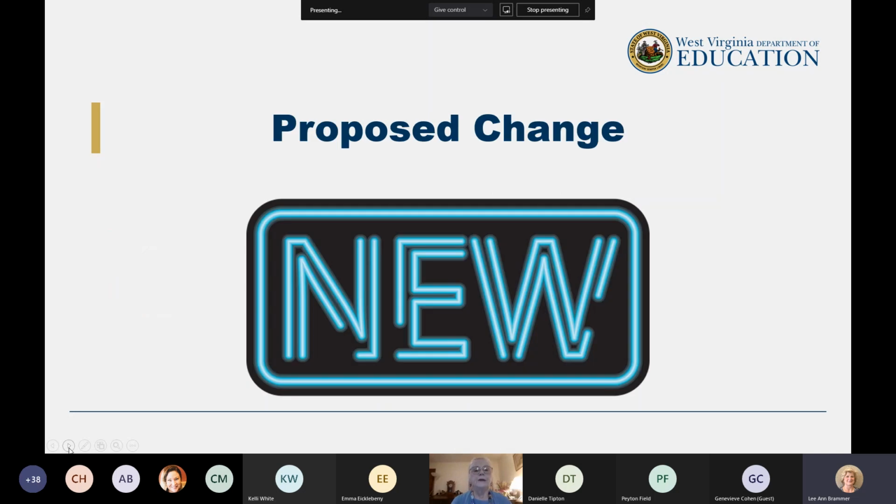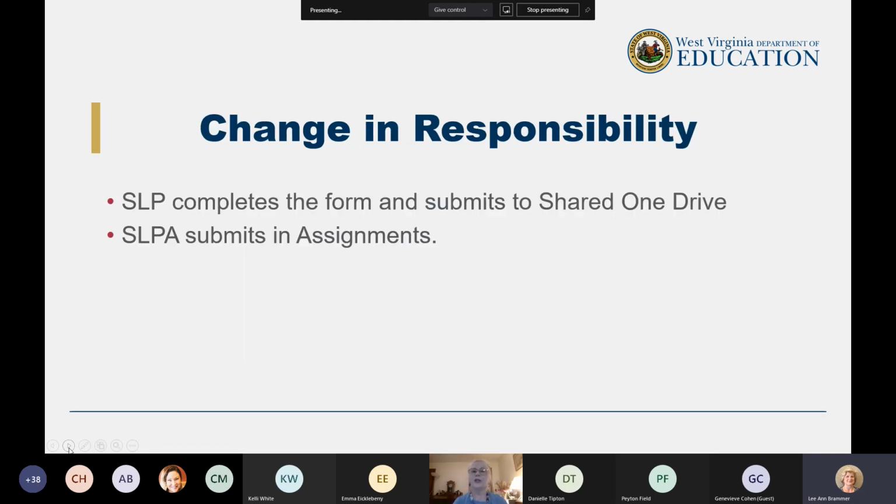All right, new change. Here's the change. Drum roll. We have changed the responsibility for filling out that DUSA form to the SLP, and that makes sense. If you're the one who's trying to coordinate and see all these students, then you should be the one filling out that form. It just makes sense because you're the one who needs to be keeping track of these things.